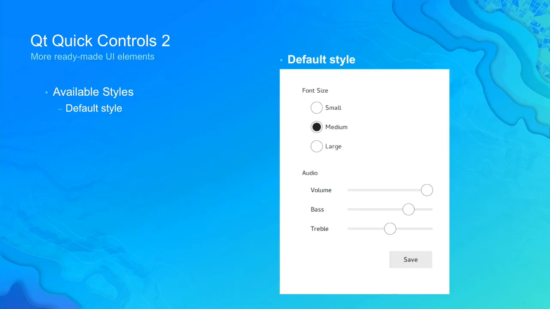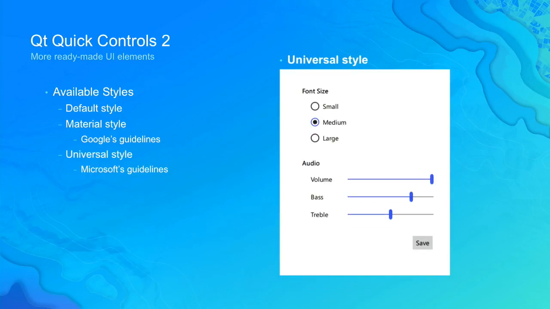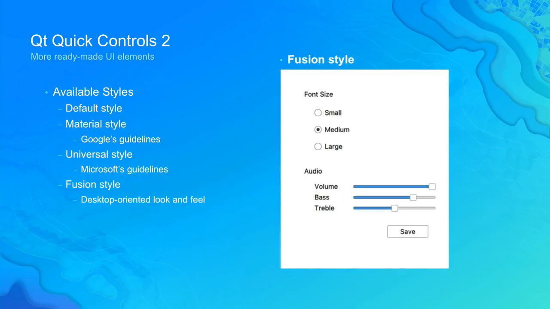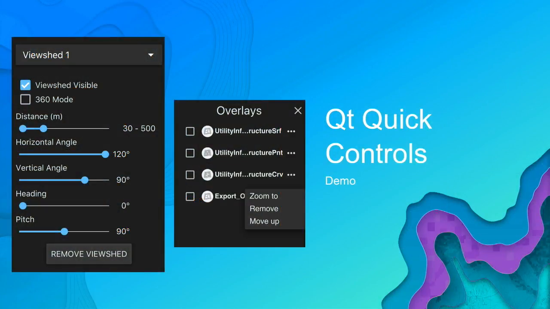So you have this default style that you can work with, or you can have a material style, which is based on Google's guidelines, universal style based on Microsoft's guidelines, and a couple newer ones, Fusion style and Imagine style. Imagine style is based on image assets that sort of scale for your UI accordingly. But these controls are going to look exactly the same no matter what platform you run on.